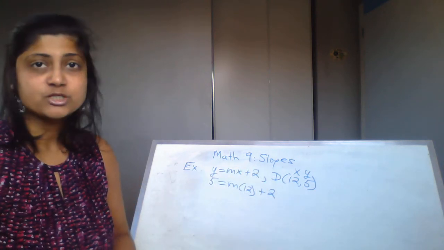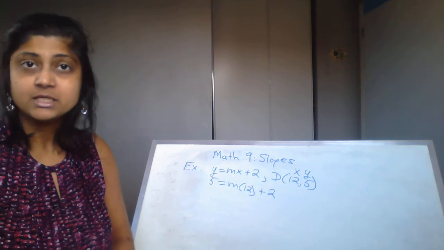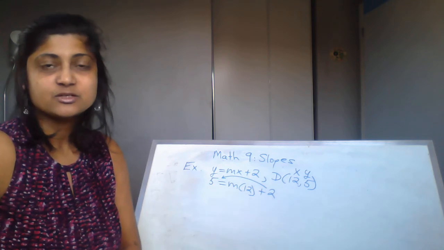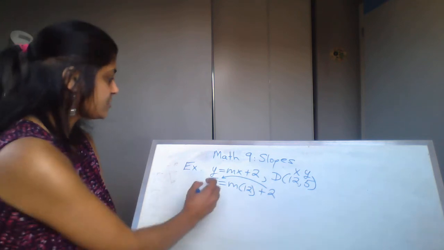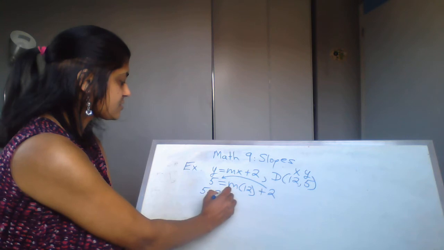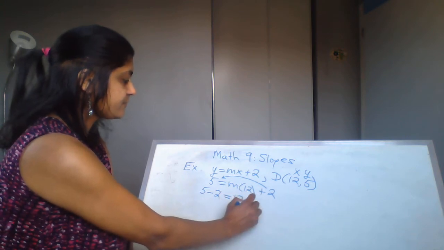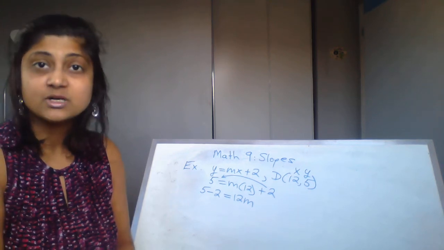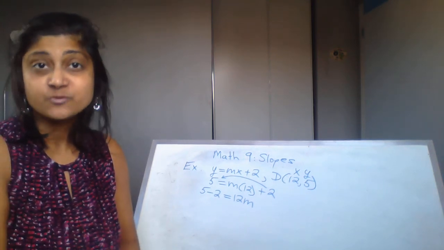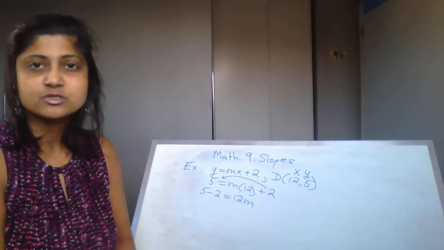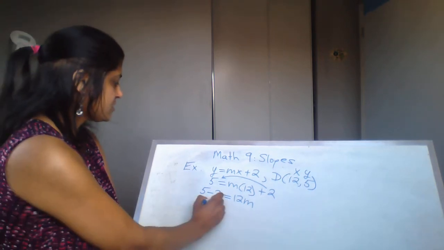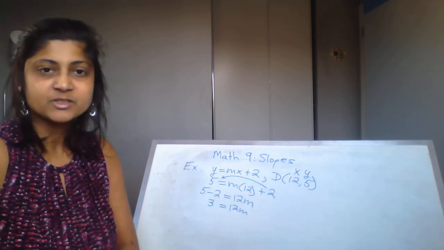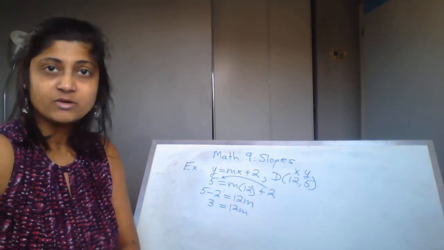Make sure you're watching the signs very carefully. I'm going to take the 2 to the other side. You notice on the right side the 2 is positive. Take it to the other side. It's going to be negative 5 minus 2 equals 12m. This looks like simple equations. That's why you cover the unit on equations first in grade 9. It should be the first or the second unit that you cover. So 5 minus 2 is 3 equals 12m.